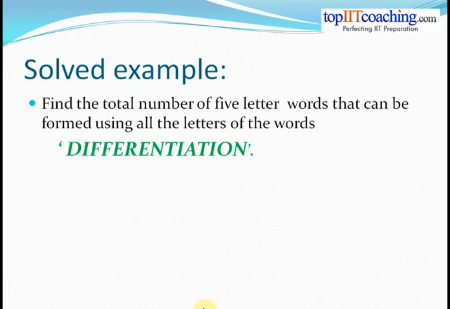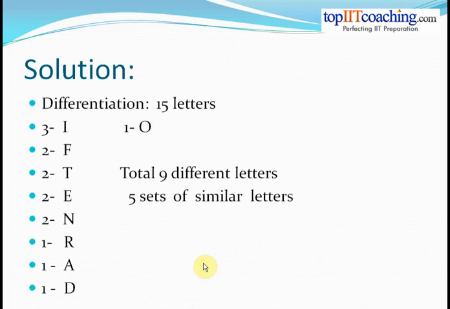Let's see. Differentiation is a 15-letter word. It has 3 I's, 2 F's, 2 T's, 2 E's, 2 N's, 1 R, 1 A, 1 D and 1 O. So what we see is, we have 9 different letters and there are 5 sets of similar letters. These 5 sets are I, F, T, E and N. So let's see the different cases that arise in this problem.